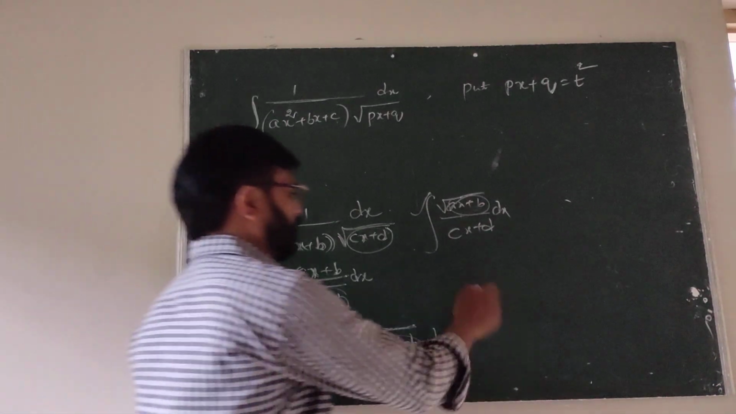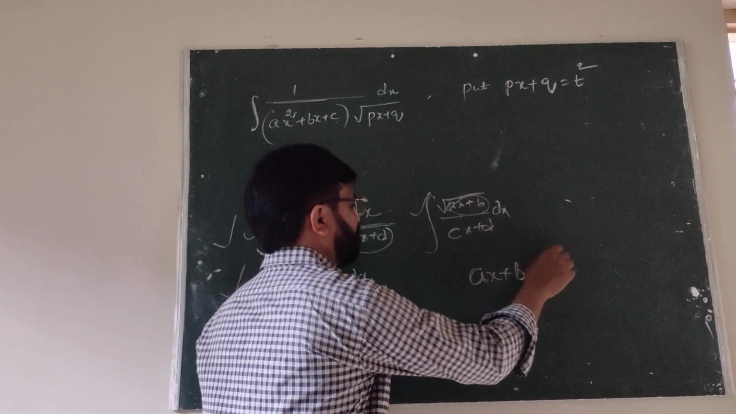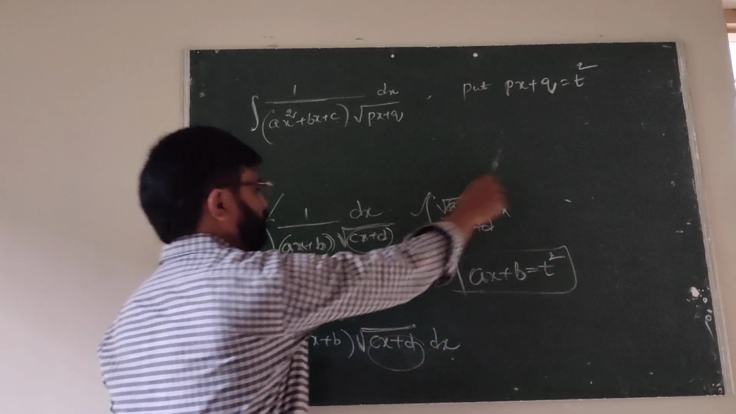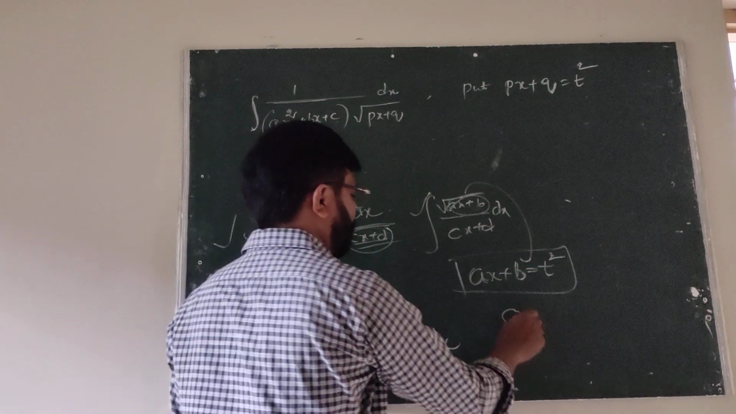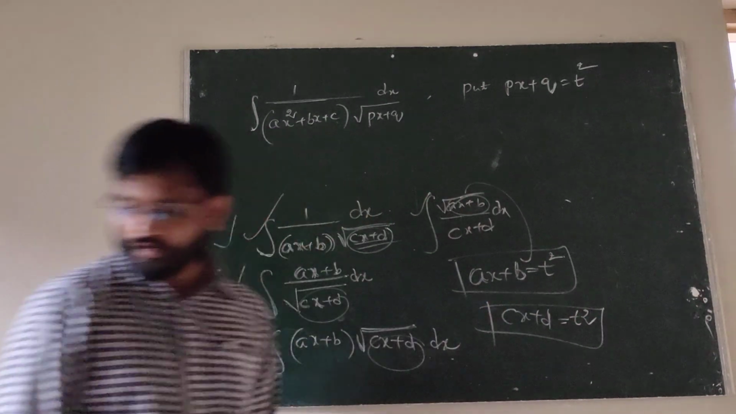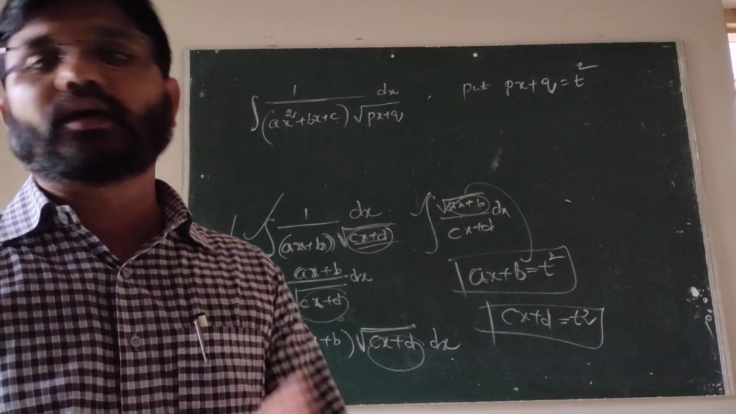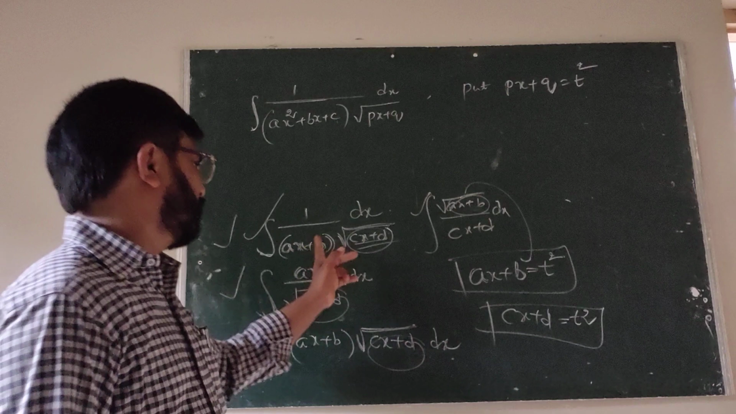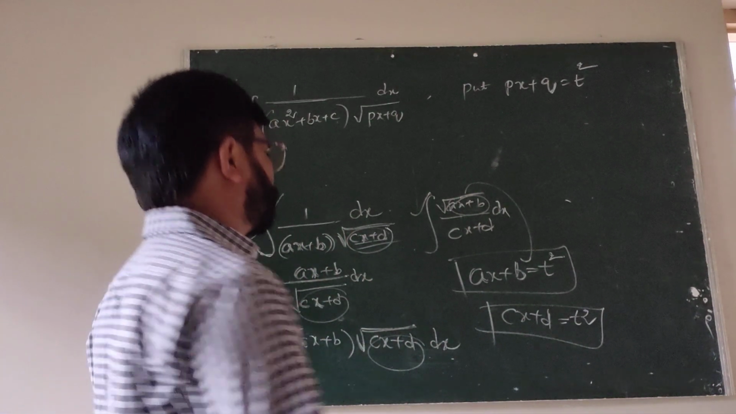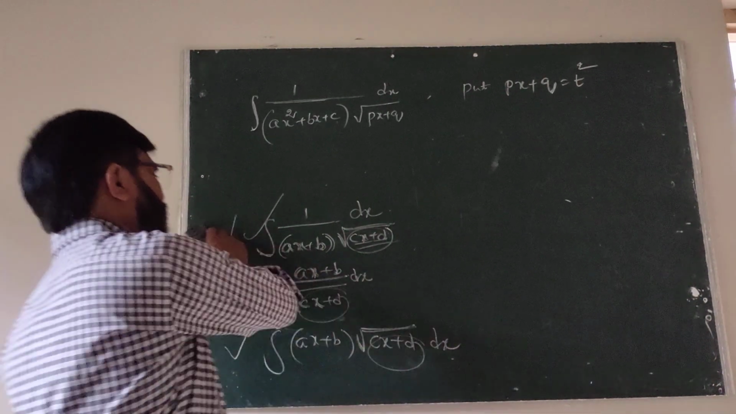Here the under root part, we must take as some t square. Is it clear? Here ax plus b, or here cx plus d, equals t square. This we know. So then we can evaluate these types of integrals. Our observation is that both are linear expressions, and one of them is under root. Undoubtedly we are taking the under root part as t square.